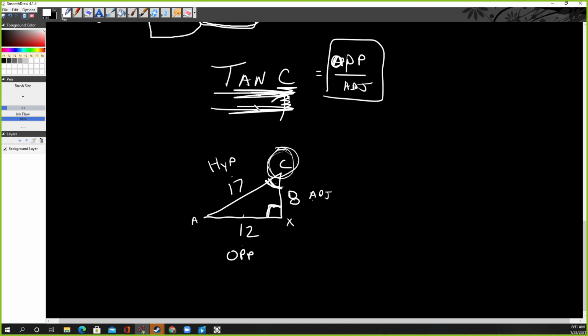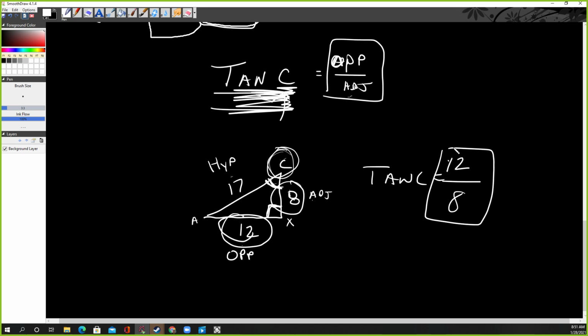So if they told me to find the tangent of C, I just need to write the opposite. What's the opposite of C? 12. And divide it by the adjacent of C, which is right here, 8. And there's my answer. 12 divided by 8. And that's it.